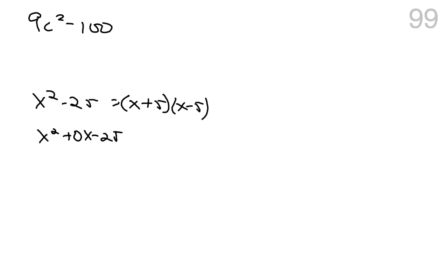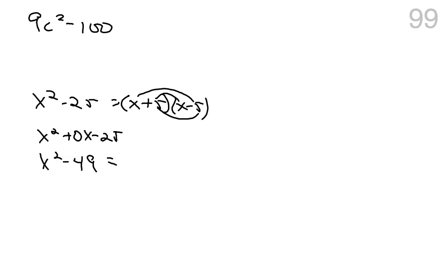Now the reason it works is x times x is x squared, but x times negative 5 is minus 5x's, and 5 times x is positive 5x's. So what do negative 5x's and positive 5x's add up to? 0 x's. And that's why there are no x's in the middle here, and then positive 5 times negative 5 is negative 25. So with that in mind, what would x squared minus 49 be?